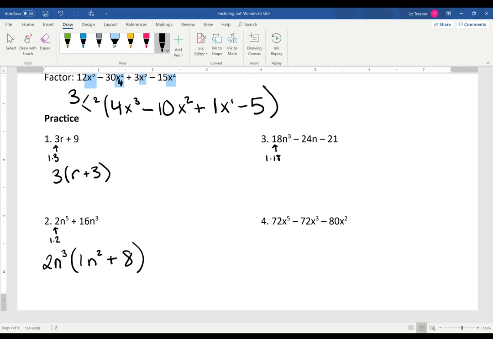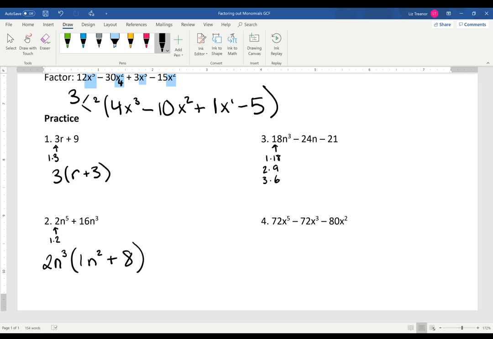Okay, but we got 1 and 18. We got 2 and 9. We got 3 and 6. 4 is not a factor. 5 is not a factor. 6 is a factor, but we already have it listed, so we're done.